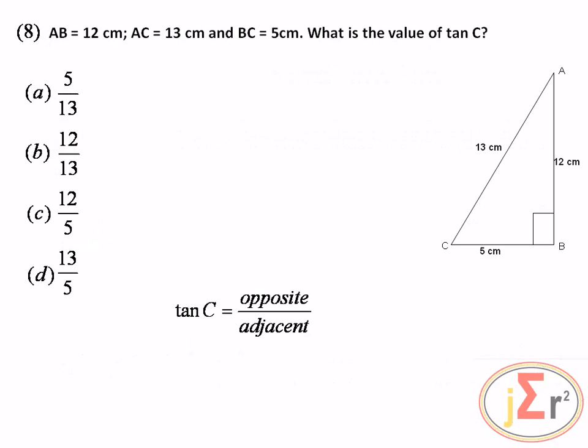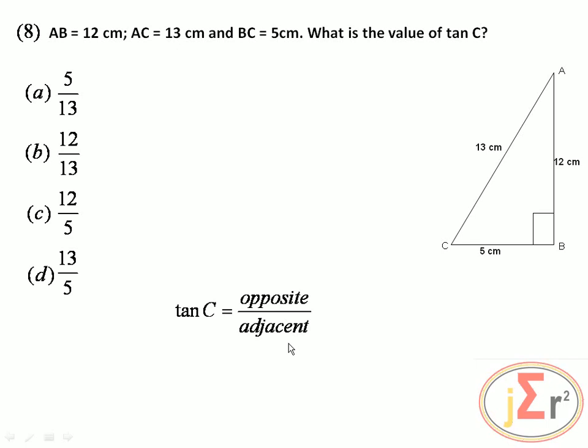Here we have a triangle, and we are told that AB is equal to 12 centimeters, AC is 13 centimeters, and BC is equal to 5 centimeters. We need to find the value of tan C. We have here that what? Tan C is equal to opposite over adjacent.